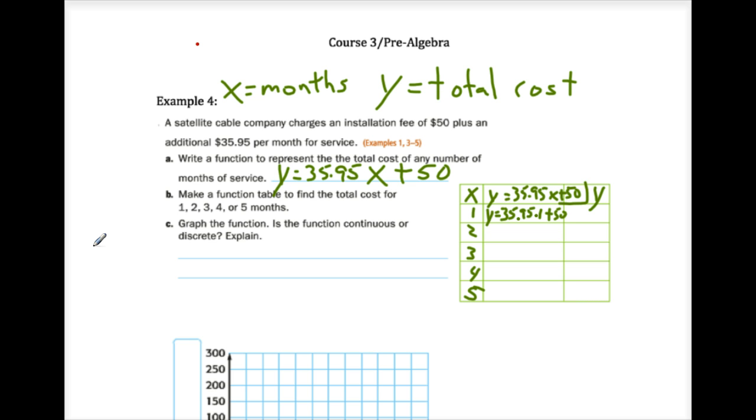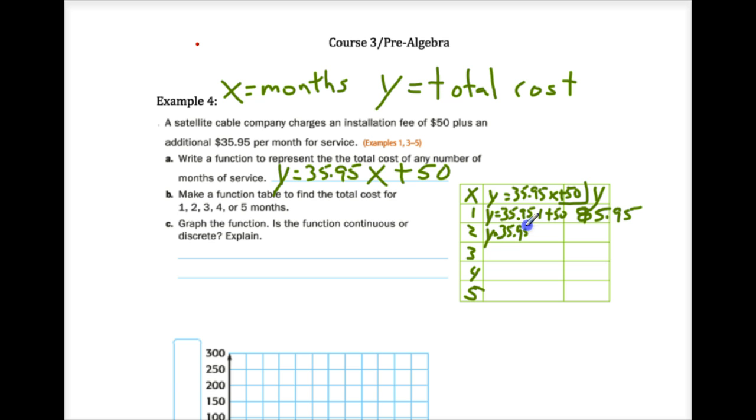Anybody get this one yet? I did. What is it? 75.95. I think it's 85. Oh yeah, 85.95. So 1 month of service, guys, costs almost $90. That's a lot for one service, for 1 month.